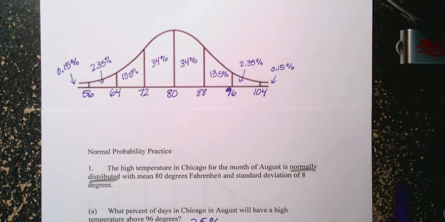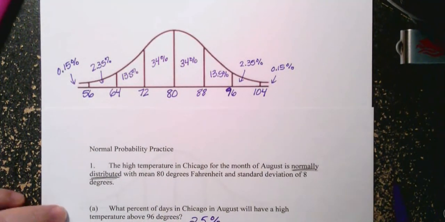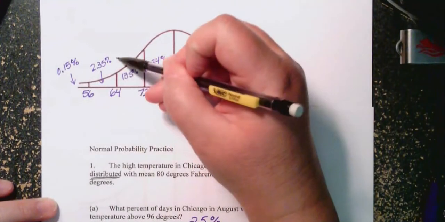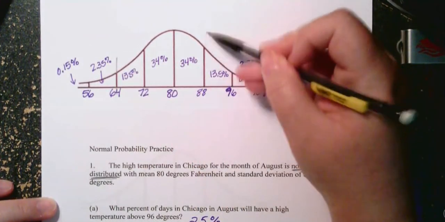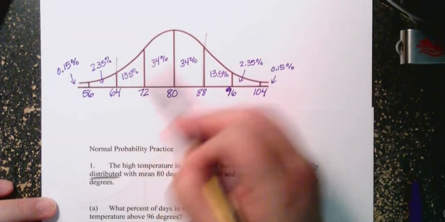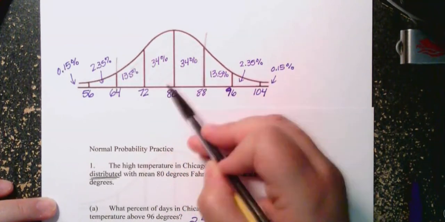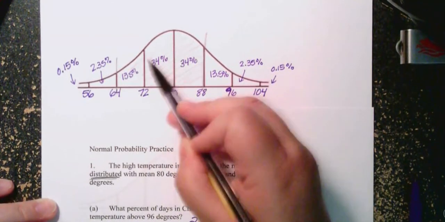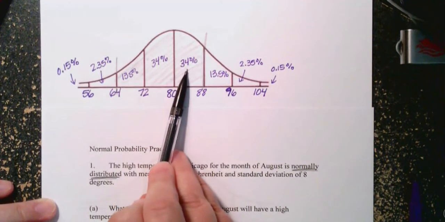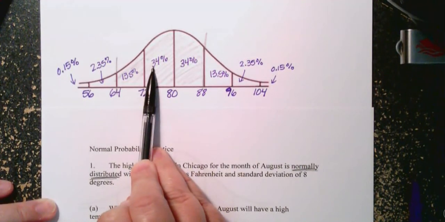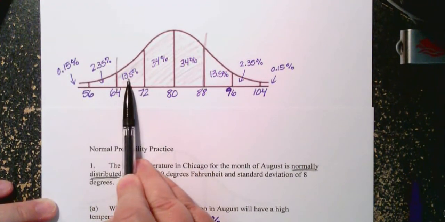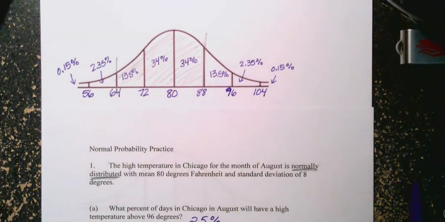So we were asked between 64 and 88. Let's shade, if I can find a pencil. That means between here and here, so this section right in here. 34 and 34 is 68. Add 13.5 to that, and I get 81.5, I believe.